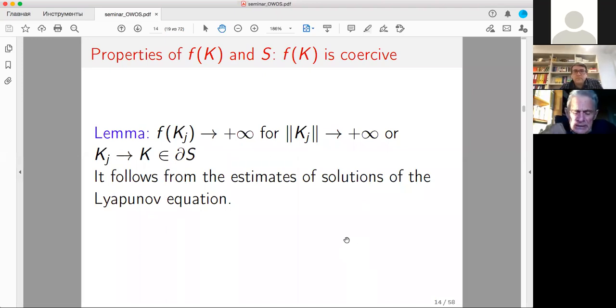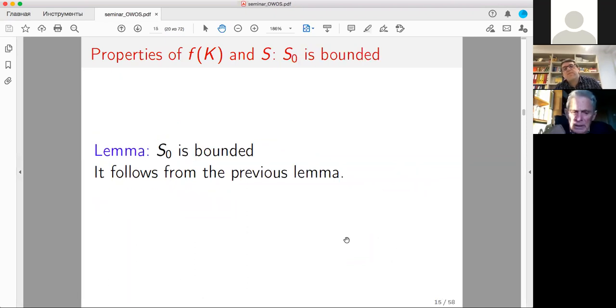So the second statement is that the function is coercive, that is, it tends to infinity when approaching the boundary and approaching infinity. Okay. We have seen that the domain of f of k is unbounded, but any sublevel set is bounded. It's very important.